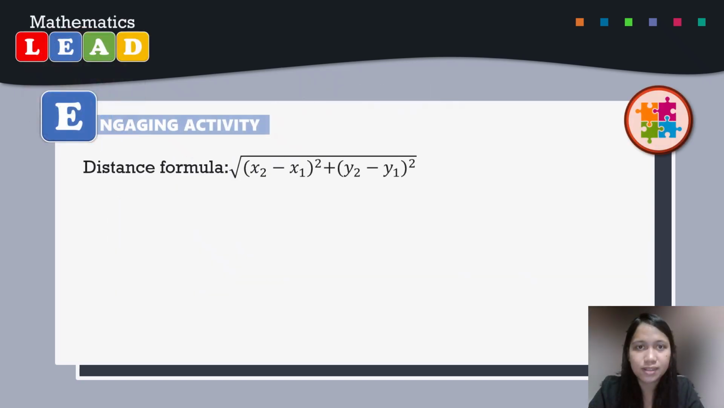As discussed last time, the distance formula is the square root of the sum of the squared differences of the x and y coordinates. With that, to have a deeper understanding about it, let us try to solve the given problem.